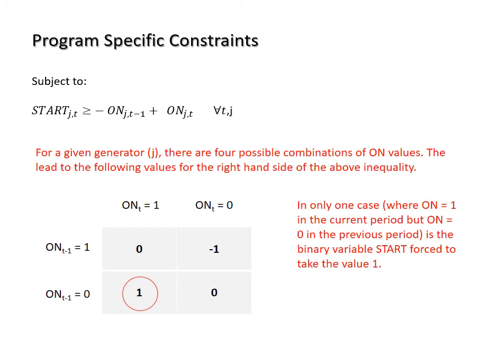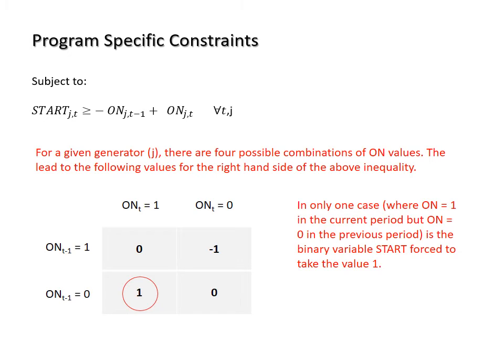Now the numbers in the matrix cells are the values of what's on the right hand side of this inequality, this constraint at the top. What it's saying is that the right hand side, minus on J T minus 1 plus on J T, equals 0 whenever there's no change, right? So if in the previous time period on equaled 1 and in the current time period on equals 1, then the right hand side of this inequality is equal to 0. Same thing if the last time period the plant was off and the current time period the plant's off.